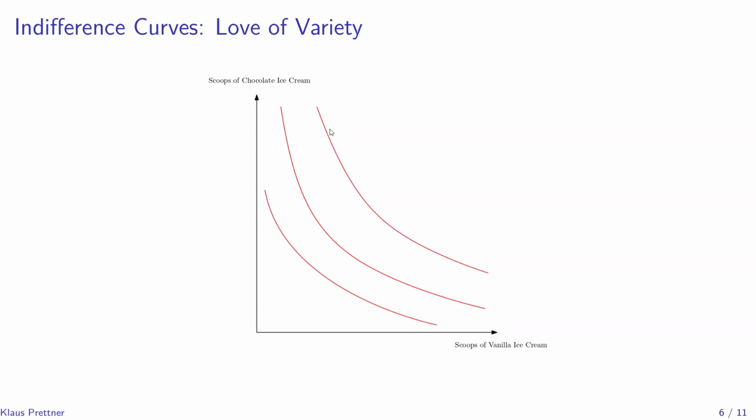So if you are at the point where you have, say, many scoops of chocolate ice cream, but only a little of vanilla ice cream, then one additional scoop of chocolate ice cream would not be that valuable to you compared to one additional scoop of vanilla ice cream, right? So you would move strongly along the vertical axis, but only little on the horizontal axis. So a little bit of additional vanilla ice cream would be worth a lot in terms of sacrificing chocolate ice cream.